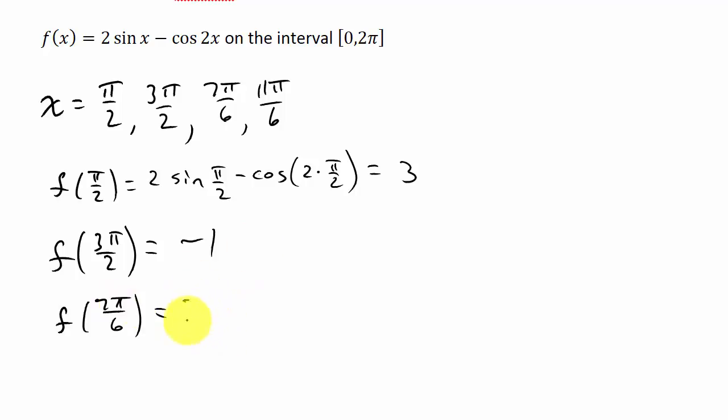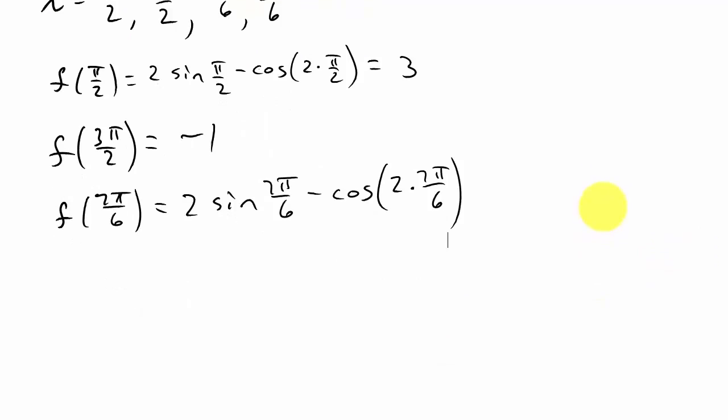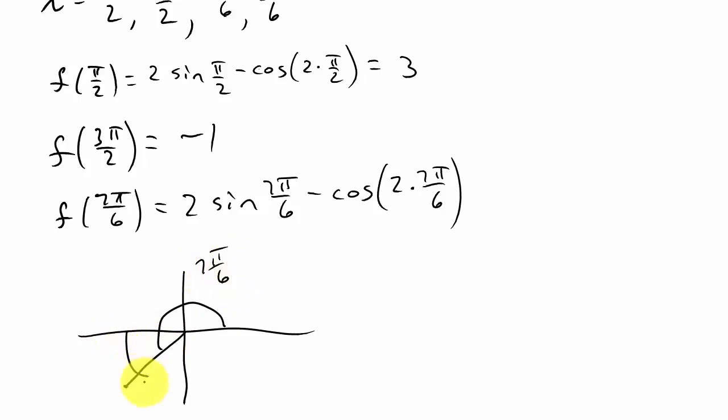So I'll do this one. Let's see, that's 2 times sine of 7 pi over 6 minus cosine of 2 times 7 pi over 6. And so the sine of 7 pi over 6, okay, I'll show you how to calculate this one by hand. So 7 pi over 6, that's in the third quadrant. Here's 7 pi over 6. Well, we need our reference angle, so we'll call the reference angle x subscript r. That's going to be 7 pi over 6 minus pi, and that is going to give us pi over 6.